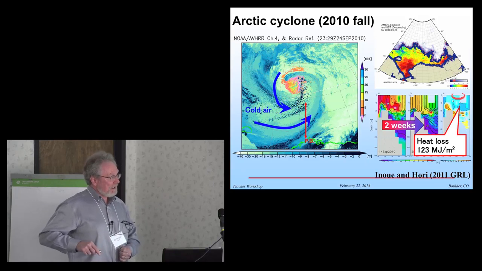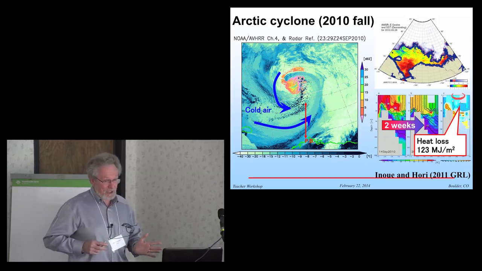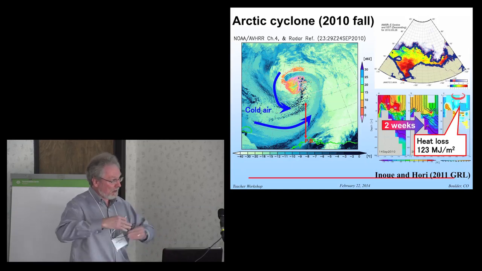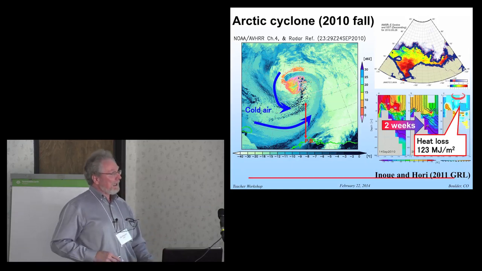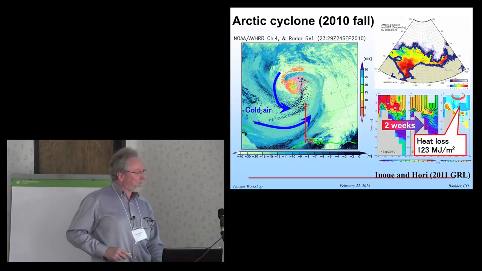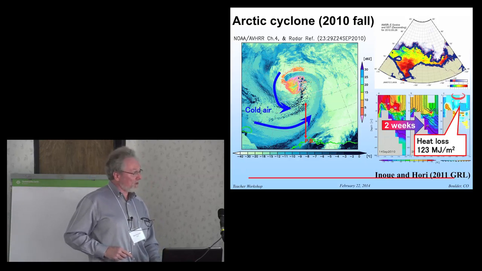They're saying that this was caused by the passage of the storm and the strong winds with the storm. We don't know whether that is a typical process that happens or not, or whether it's more of a long, drawn-out process. And this is one of the things that people are trying to quantify, how this heat loss occurs.